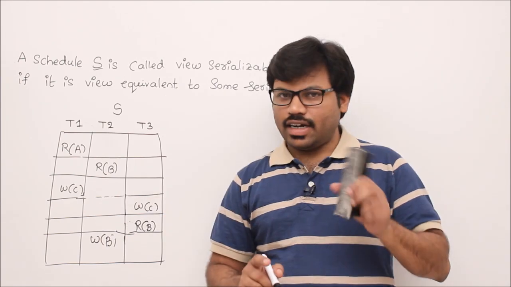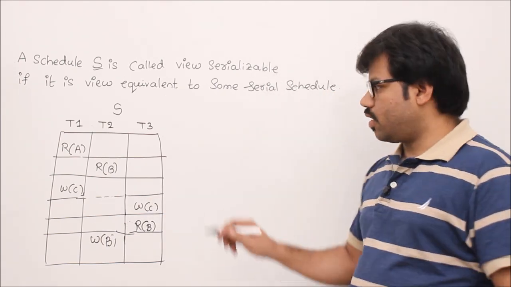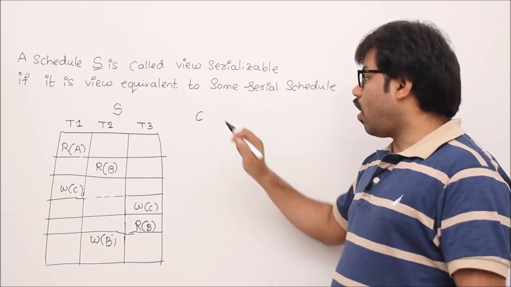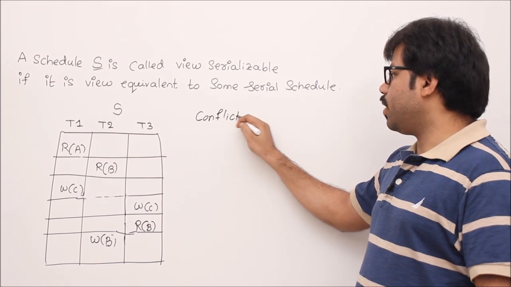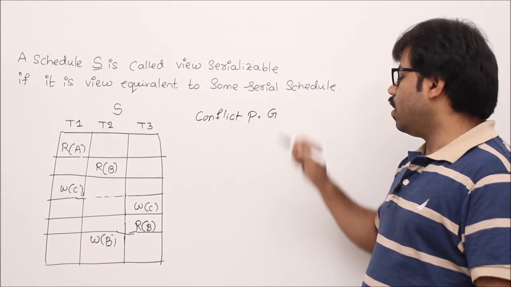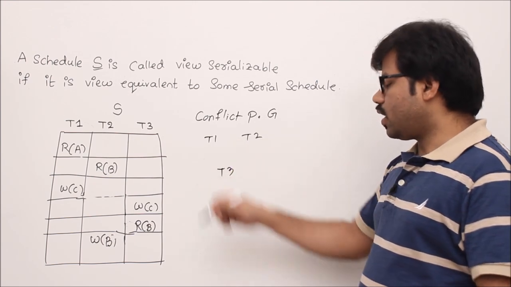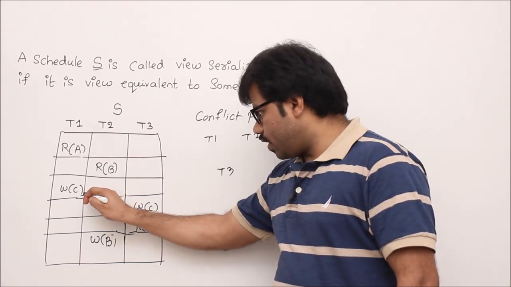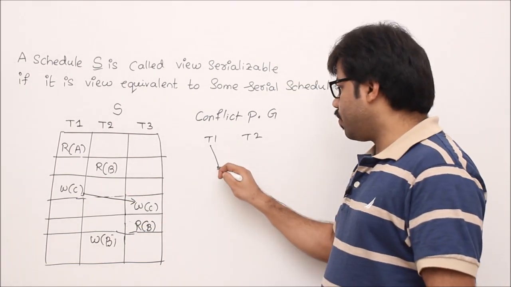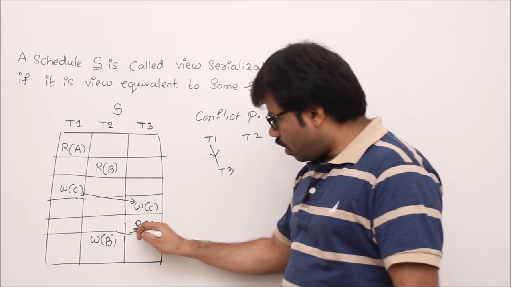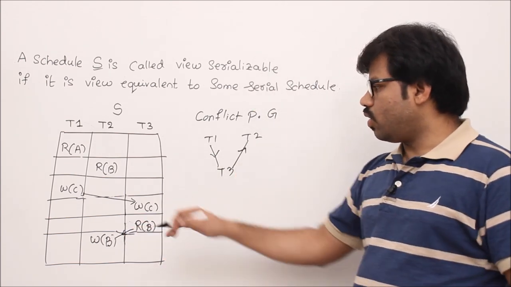Now we'll see the schedule and check the details. First of all, I check whether it is conflict serializable or not. For that I draw the conflict precedence graph, PG. Let's do that. Take three nodes T1, T2, T3 and impose the conditions. First of all, there is a write-write conflict from T1 to T3. Next, there is one more conflict, T3 to T2. There is no other conflict.